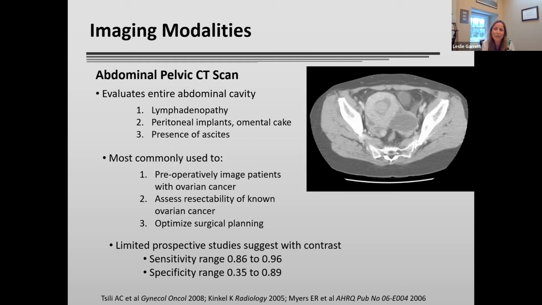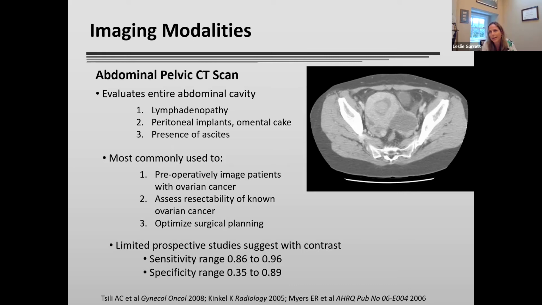So really what you're looking for is everything else, right? Is there lymphadenopathy? Is there anything above the belly button, right? Because maybe you've got the pelvic ultrasound or even an MRI, but those are pelvic. You're looking, are you missing anything? You're looking at solid organs like the liver and the spleen, and that's really where the CT is.